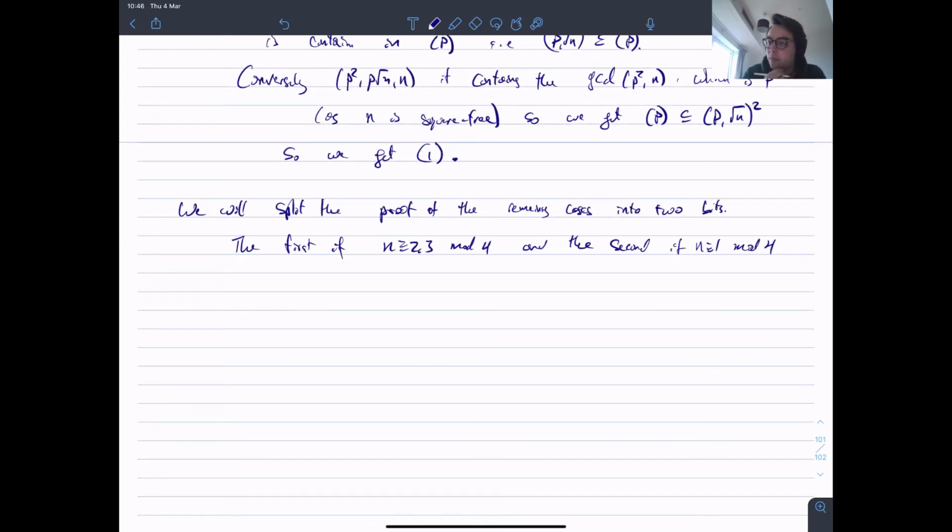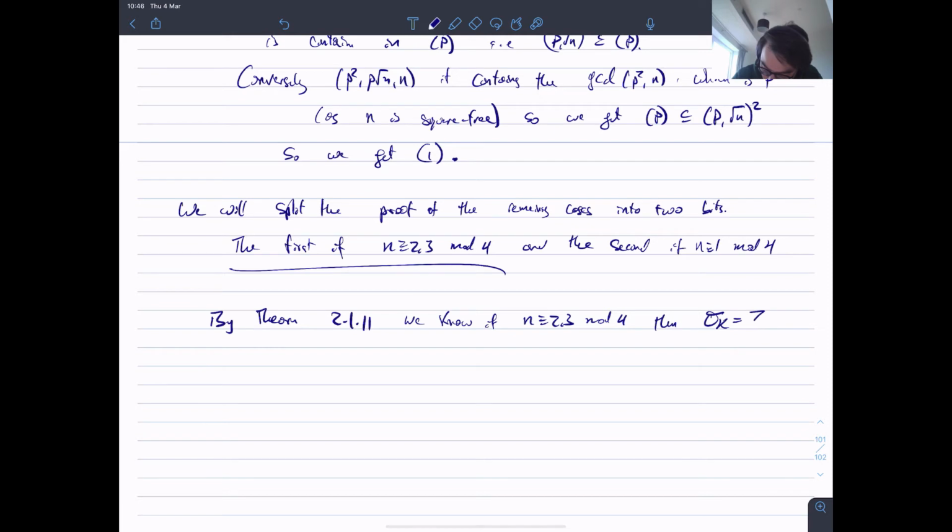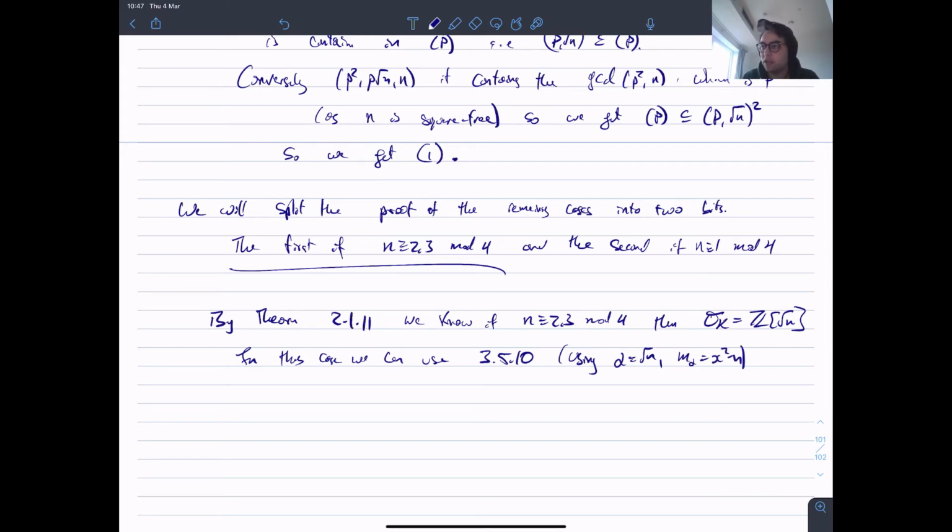So let's start with this first one. By the theorem for quadratic fields, we know that if n is 2 or 3 mod 4, then OK is Z adjoin square root n. So in this case, we can use Dedekind-Kummer without having to worry. Dedekind-Kummer is 3.5.10. You use alpha to be root n, and the minimal polynomial of alpha is obviously x squared minus n. So this will give number 3 in 3.6.